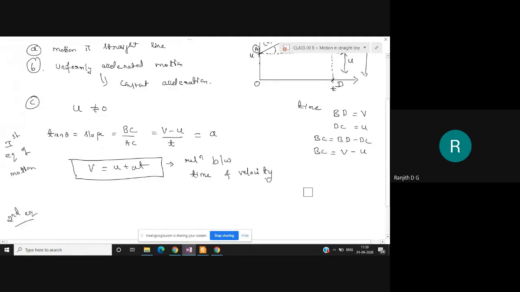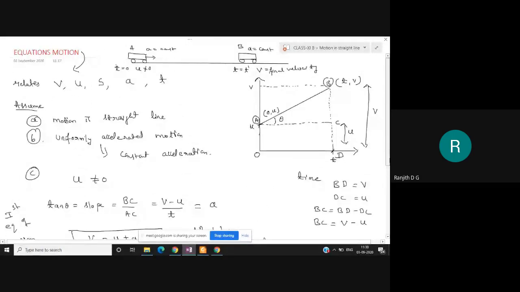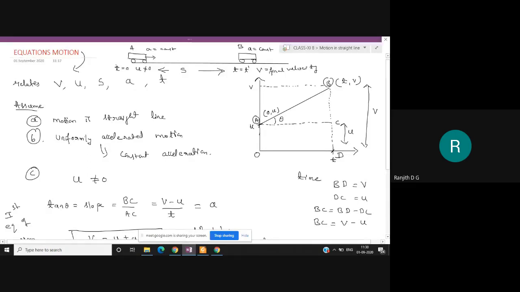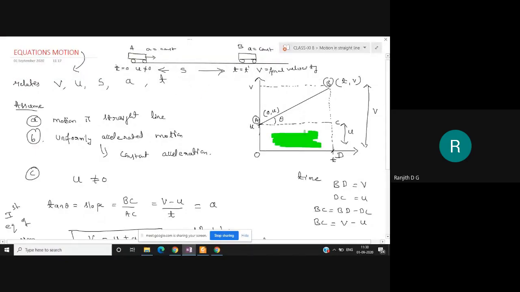For that, I want to find out the displacement, how much distance it moves. I already discussed in the previous part that the area under the velocity-time graph gives me the displacement. That means I'm going to find this area here. If I calculate this area, that area gives me the displacement. I know it, right? Now let us see how it looks.